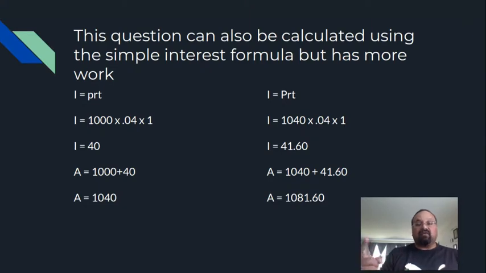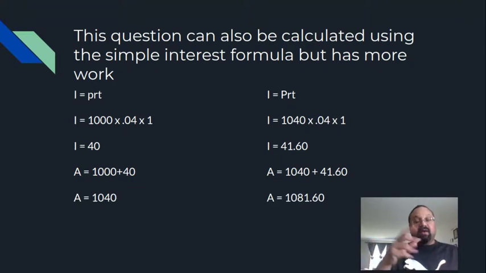Now you recalculate for the second year. I equals PRT. This time the principal changes to $1,040 times the rate of interest, which is 0.04, times the 1 more year you're locking it in. Well, that's going to give you $41.60. Now you add it. So A equals 1,040 plus $41.60. Finally, after the 2 years, your investment is going to be worth $1,081.60.